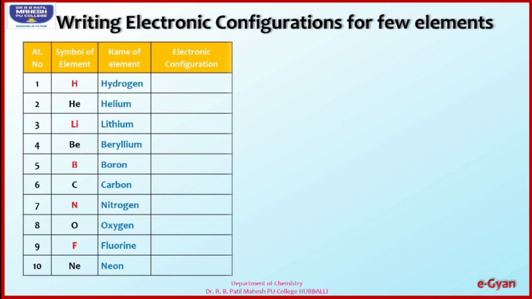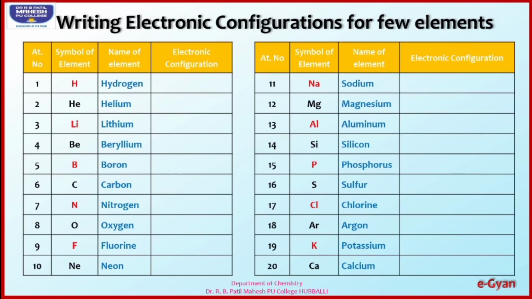We learn to write electronic configuration for a few elements. Hydrogen, which is having 1 electron, the electronic configuration is 1s1. Helium 1s2. Lithium, 3 electrons, 1s2 completely filled, remaining 1 electron in the next higher energy level, 2s1.